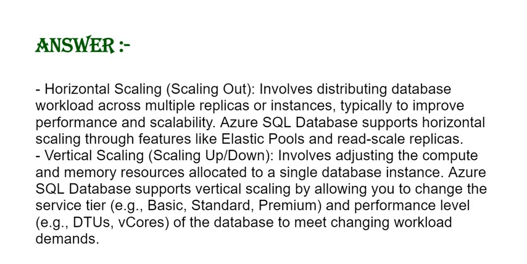Vertical scaling, or scaling up and down, involves adjusting the compute and memory resources allocated to a single database instance. Azure SQL Database supports vertical scaling by allowing you to change the service tier, for example basic, standard, premium, and performance level, for example DTUs or vCores, of the database to meet changing workload demands.